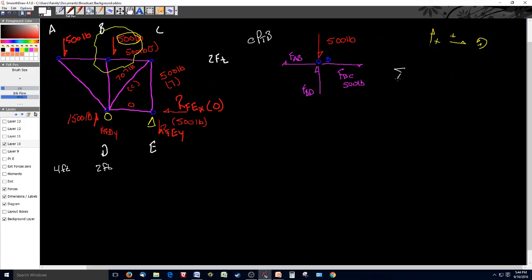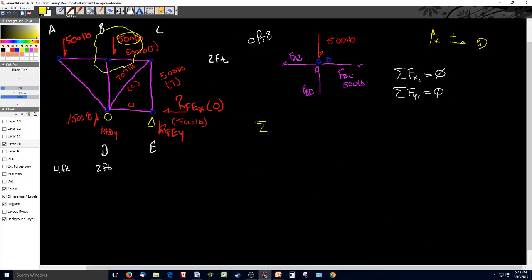Okay, great. Now, as we all recall, hopefully, in order for point B to not be translating back and forth, what we're saying is the sum of the forces in the x direction has to equal 0. And we're also saying the sum of the forces in the y direction has to equal 0. So let's look at first the y direction. What do I have acting in the y direction?